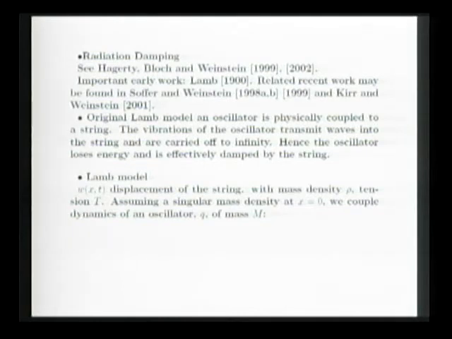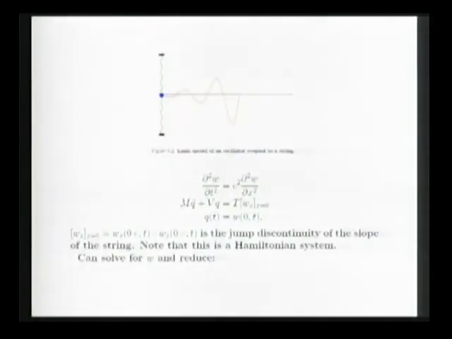So we couple the string to the oscillator. It looks like that. Basically I have a wave equation. The dynamics of the oscillator, you can make it more complicated if you like, and it's just connected like this. So Q of t is equal to W0 of t at one end, and the force, the way that the oscillator interacts with the string, is just given by T times Wx here, where Wx is the jump discontinuity of the slope of the string.